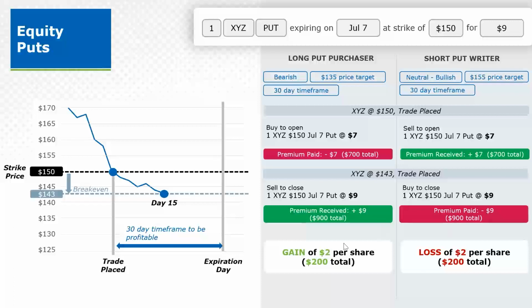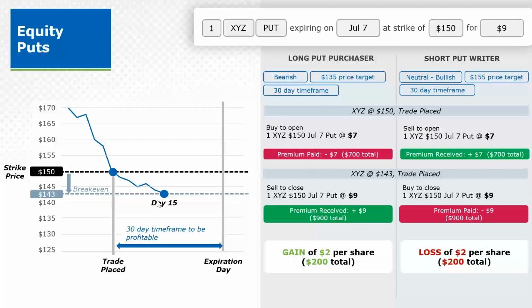Now, let's say that at day 15 the price is at the break-even price. You might think the value of the option should be at break-even. However, that's not actually the case because it's still day 15. There's more time to expiration, and therefore there'll be extrinsic value in the option. So it would not be worth that $7. In this case, it's actually worth $9. So even though it's in the money by $7, it still has $2 worth of extrinsic value because there are 15 days to expiration. And it's now worth $9.